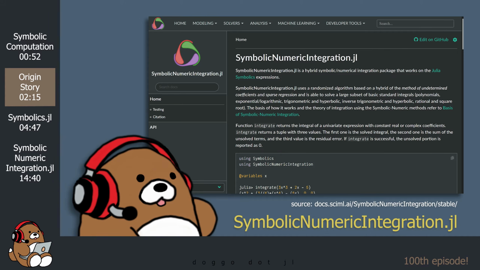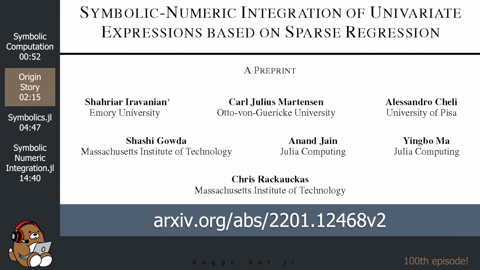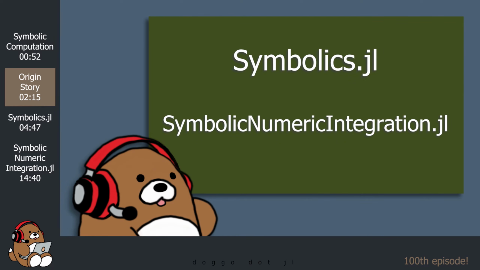This is also a large undertaking that falls under the SciML umbrella, with the lead developer being Shahriyar Yeravanian. I apologize for my pronunciation. Here's a list of all of the collaborators who authored a pre-publication paper on the SymbolicNumericIntegration.jl package in 2022. I've provided links to both of these papers in the description below. So these are both relatively new packages, with some big Julia names attached to them. So let's check them out.